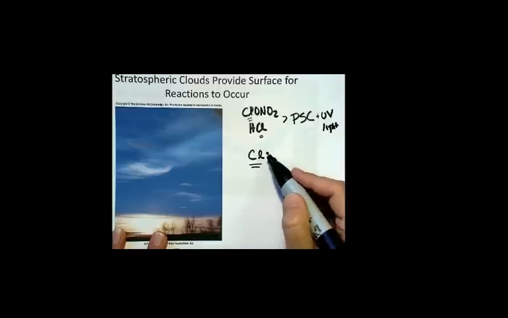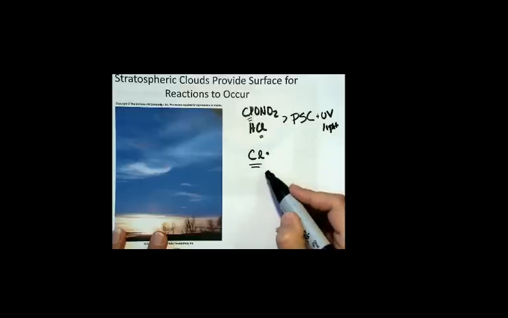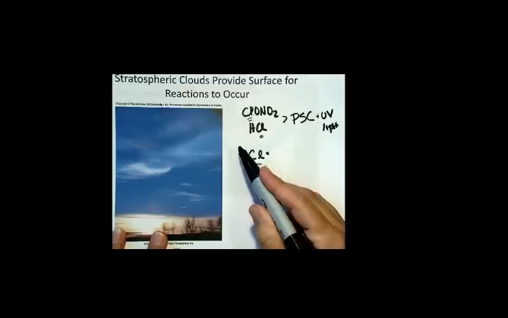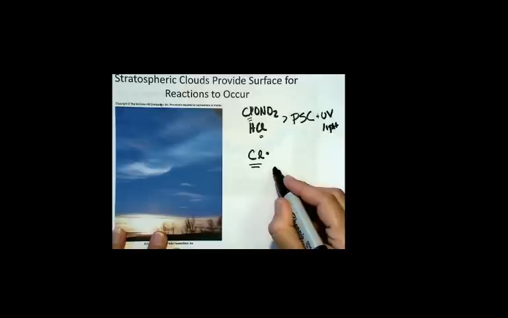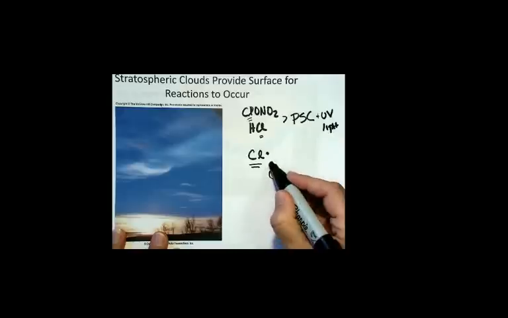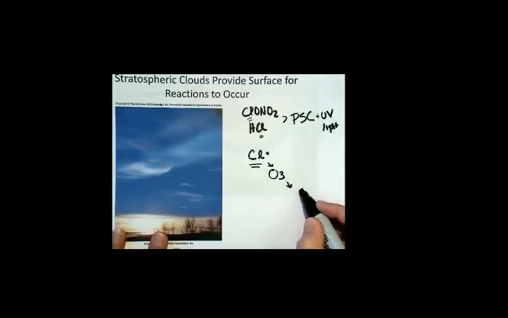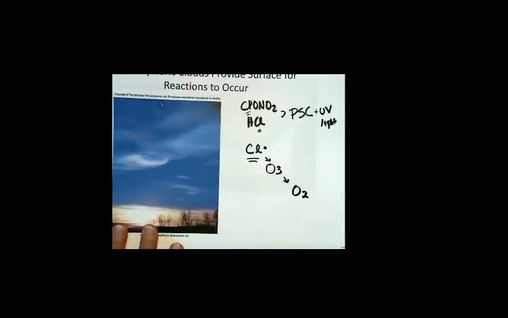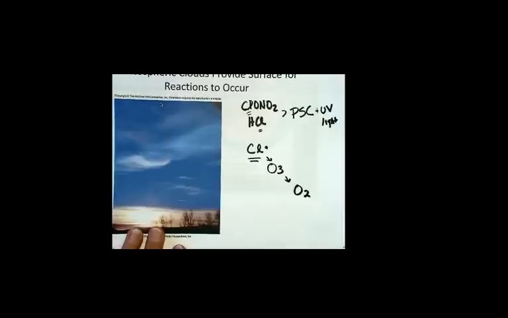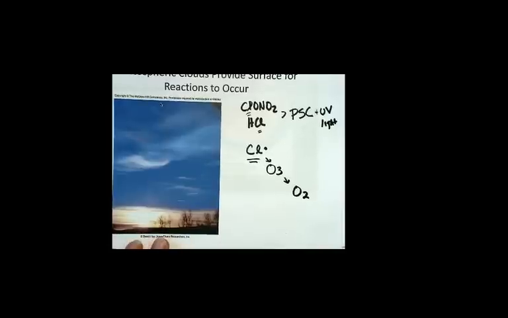So right at the surface there, the surface of the stratospheric clouds, where these chlorine atoms are being formed, they will interact with the ozone, and through a series of complicated reactions that we talked about before, end up breaking the ozone down to oxygen. All right, so that's why we see this dramatic decrease in ozone concentration in the Antarctic spring.